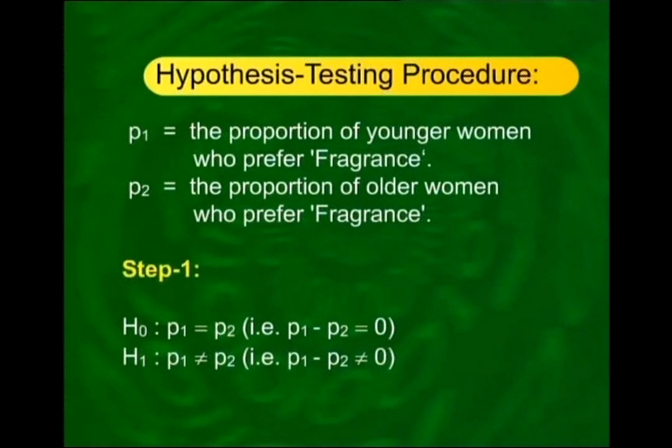Now what is the first step of our hypothesis testing procedure? The null hypothesis and the alternative. So what will the null hypothesis be, students? H naught: P1 is equal to P2, yani the proportion of younger women who prefer this particular perfume is the same as the proportion of older women who prefer this perfume. And what is the alternative? H alternative: P1 is not equal to P2.